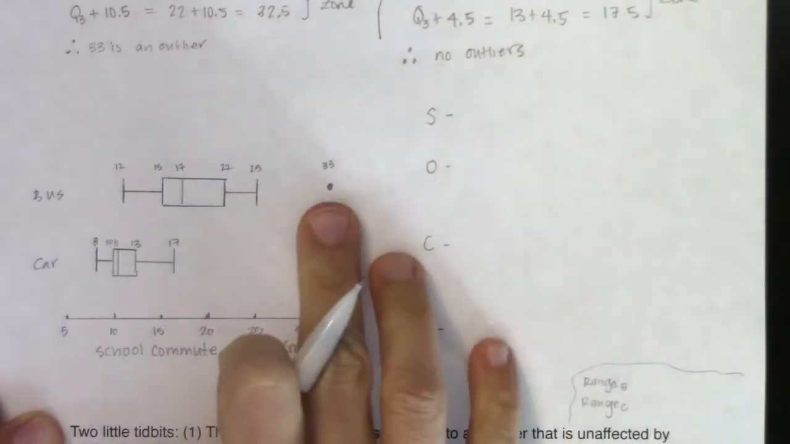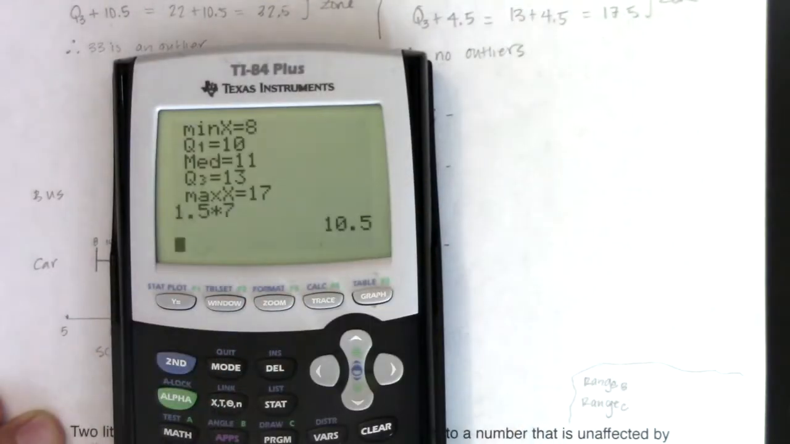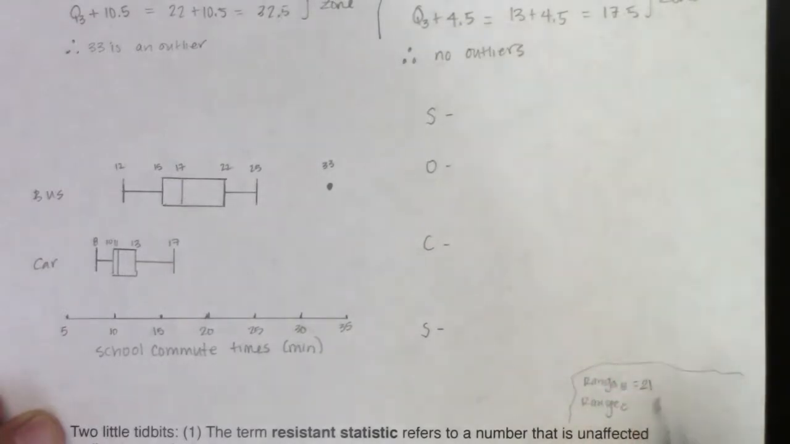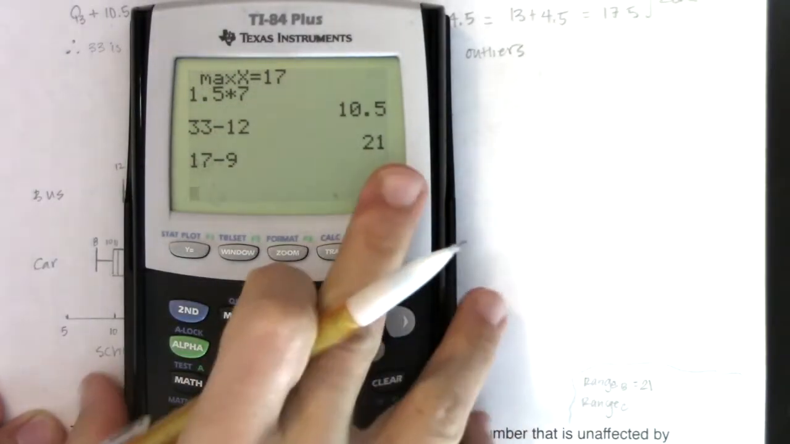So for bus, it looks like it's gonna be 33 minus 12. So let me go crunch that number. And we've got 21. The units on this would technically be minutes. So the range is 21 minutes for the bus times. The range for the car times is 8 minutes.